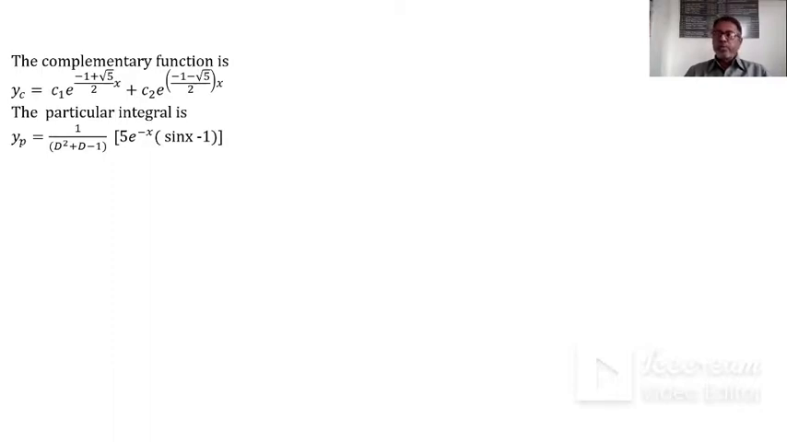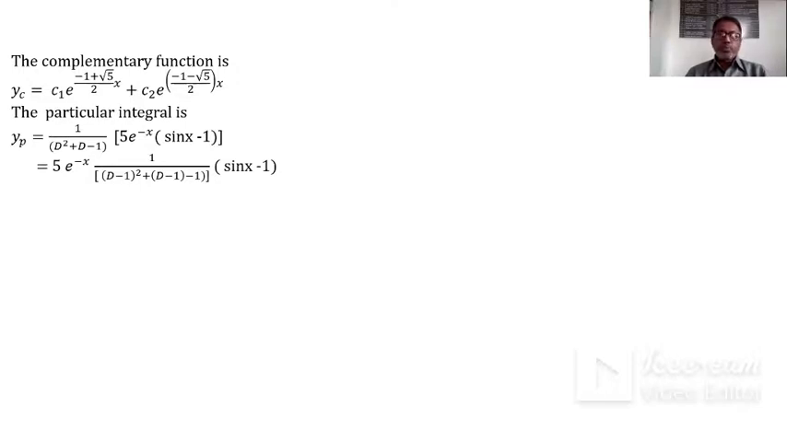And if we compare this with 1 upon f of D operate on e to the power ax into v, then here a is minus 1 and v is sin x minus 1. Therefore, using that previous result, we take e to the power minus x outside of this operator, and then we substitute D by D plus a. But here a is minus 1. Therefore, we substitute in this operator D by D minus 1.